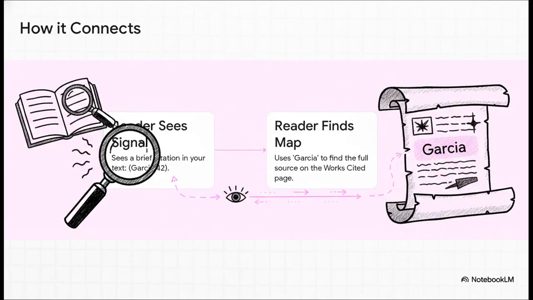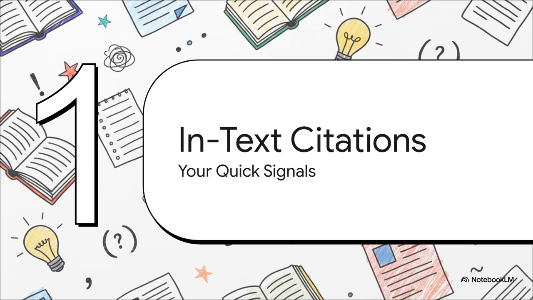So here's how it works in practice. Imagine you're the reader. You see that little signal, Garcia 42. You get curious, you flip to the end of the paper, you look for Garcia, and boom, you instantly find all the details of that source. It's a super smooth way to go from the text straight to the research. So let's start with those quick signals.